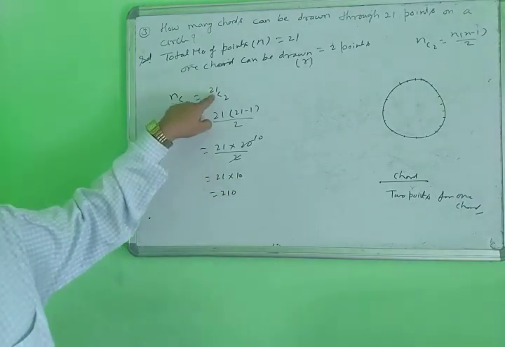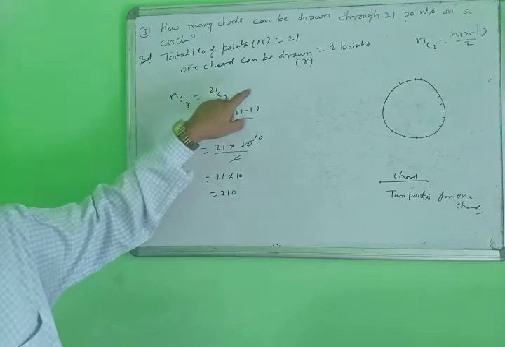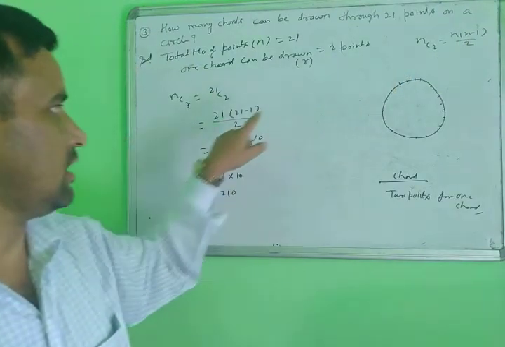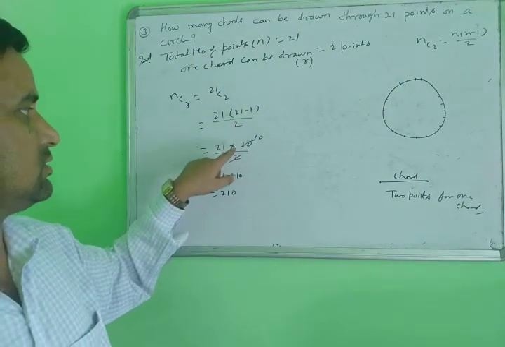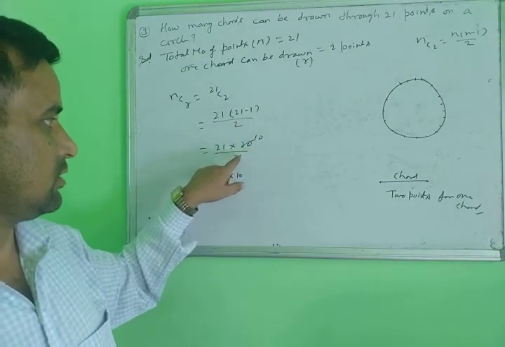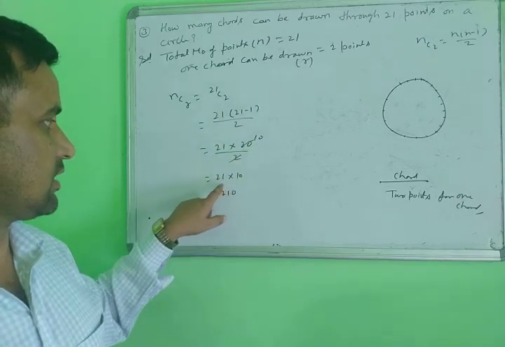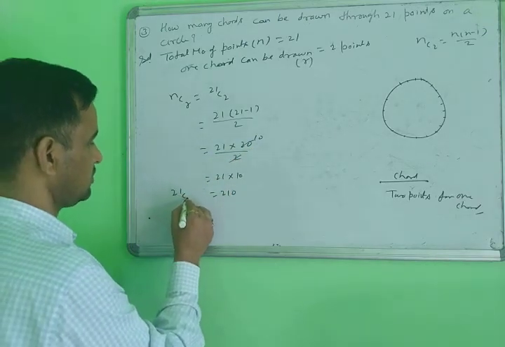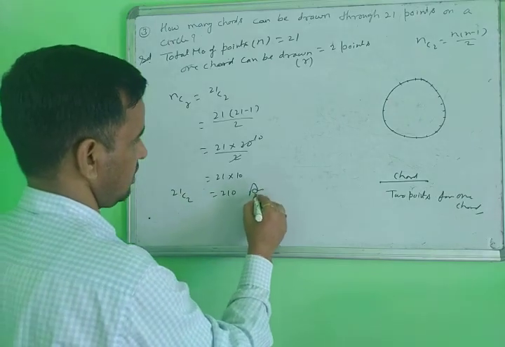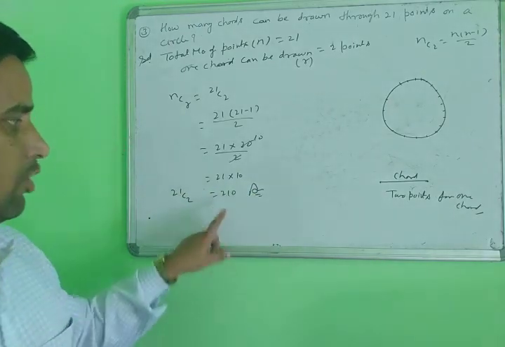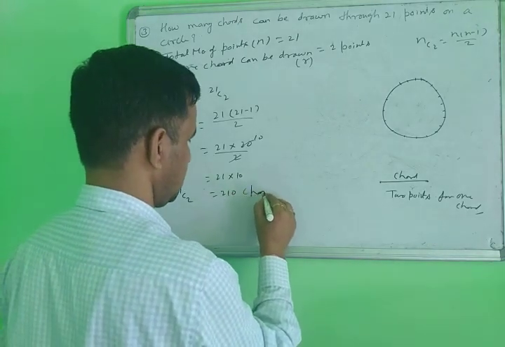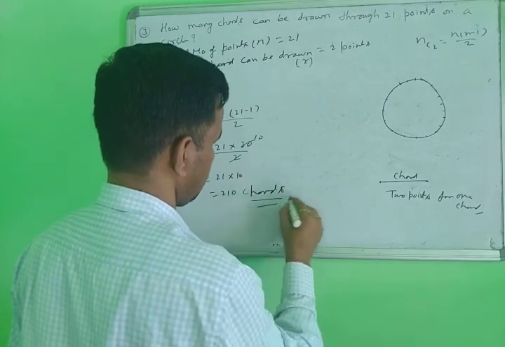Total points here, this is called the nC2. According to nC2, n(n minus 1) upon 2. The n here is 21 and n minus 1 is 20. The 10 times cancel here. 21 times 10 is 210. So this is the value of 21C2. This is your 210. How many chords can we draw? 210 chords. This is your answer.